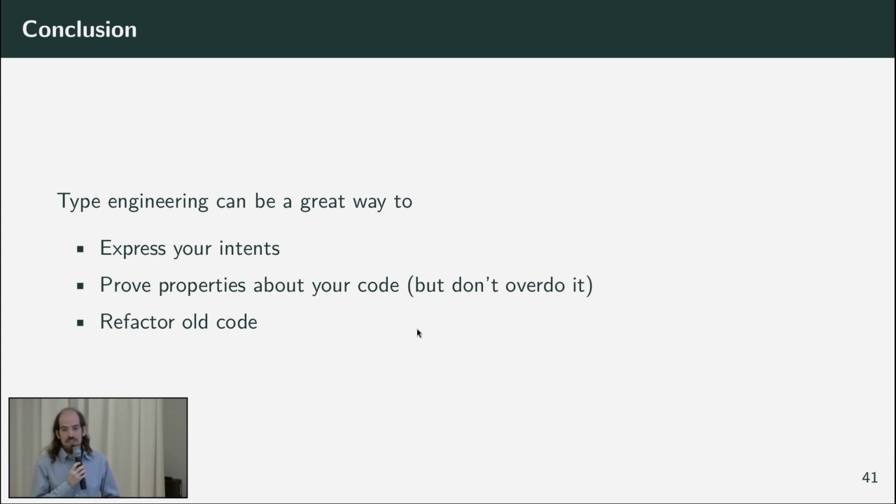So type engineering is maybe a question of personal expression, because it can be a great way to express your intent, to prove properties about your code, while trying not to overdo it. It is also a great way to refactor very old code, because people will be sure that all the properties are preserved, and you will not need to pick inside the head of the people who wrote the code 10 years ago to have them explain which invariant is really necessary here. Do you still remember?